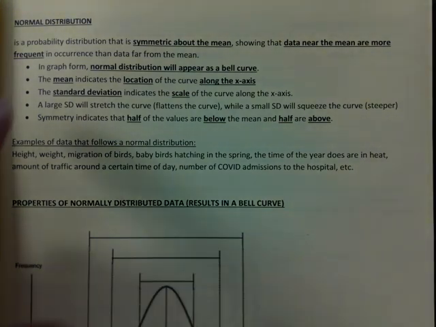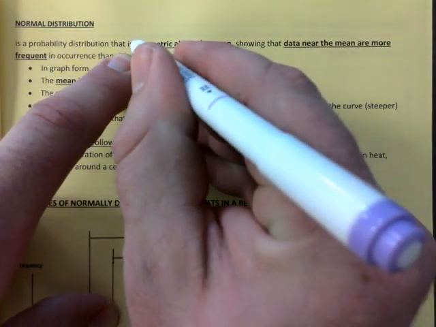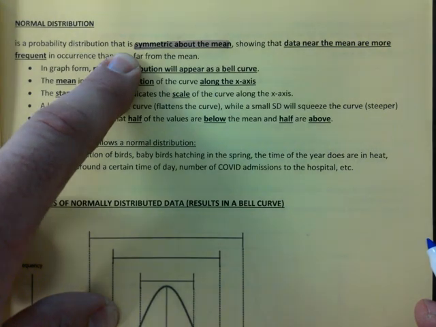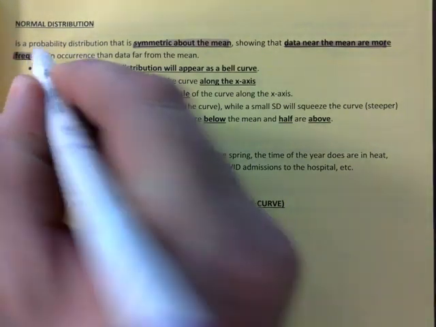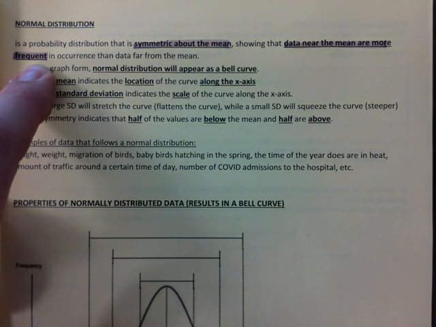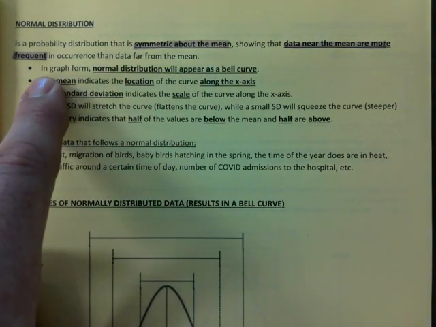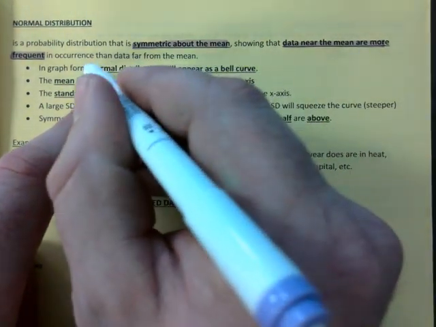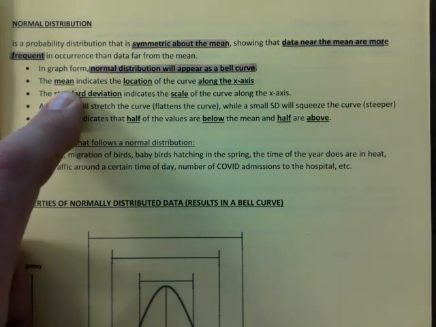Normal distribution is a probability distribution that is symmetric around the mean, showing that data near the mean are more frequent. Data near the mean are more frequent in occurrence than data far from the mean. In graph form, a normal distribution will appear as a bell curve. In essence, when you translate that to a graph, you should see a hat, a Mexican hat, or a bell curve.